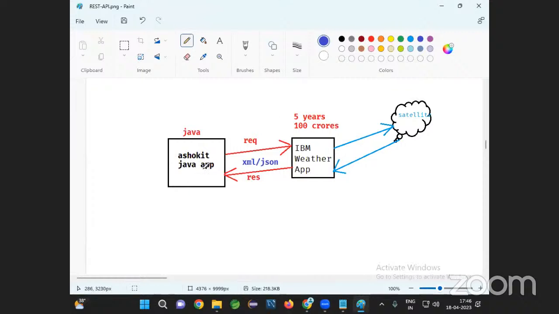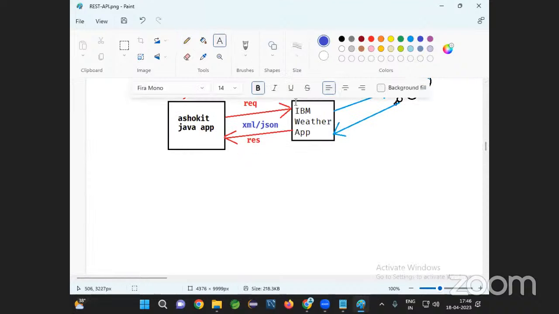Who is accessing the services? That is called a consumer. Here, IBM is providing the service. So this application is called a provider, and this application is called a consumer.